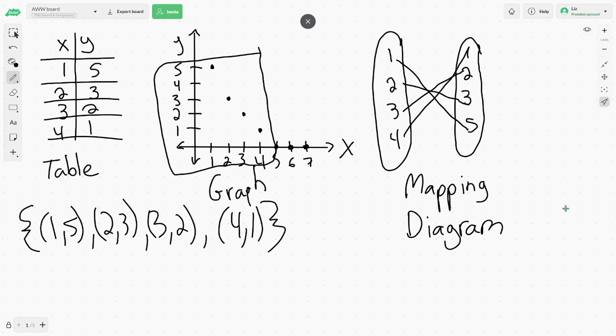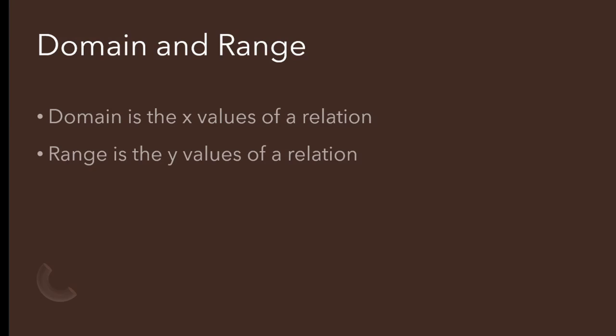And then the mapping diagram, you have your x values on one side and your y values on the other, or your input, and then output would be here. So first place gets you 5 points, second place 3, third place 2, fourth place 1. And that is what these would look like in a table, graph, and mapping diagram. So domain is going to be the x values of a relation, and range will be the y values of a relation.